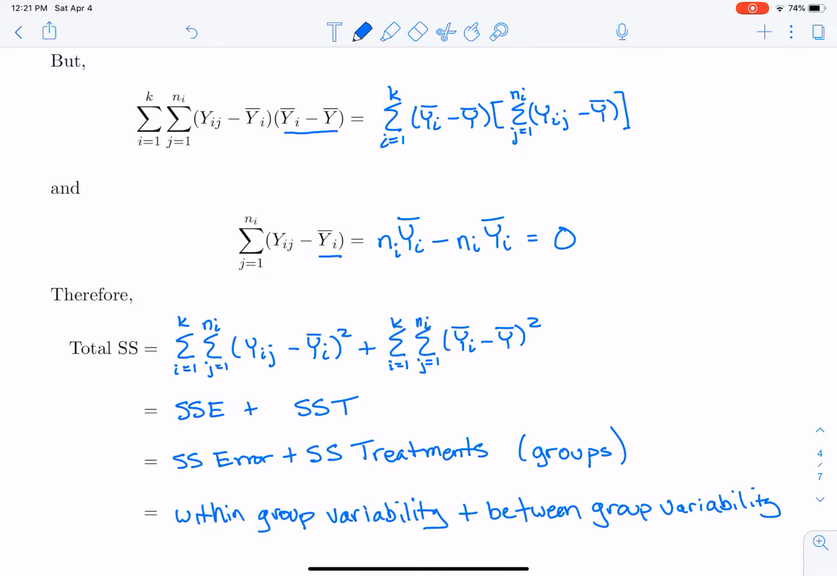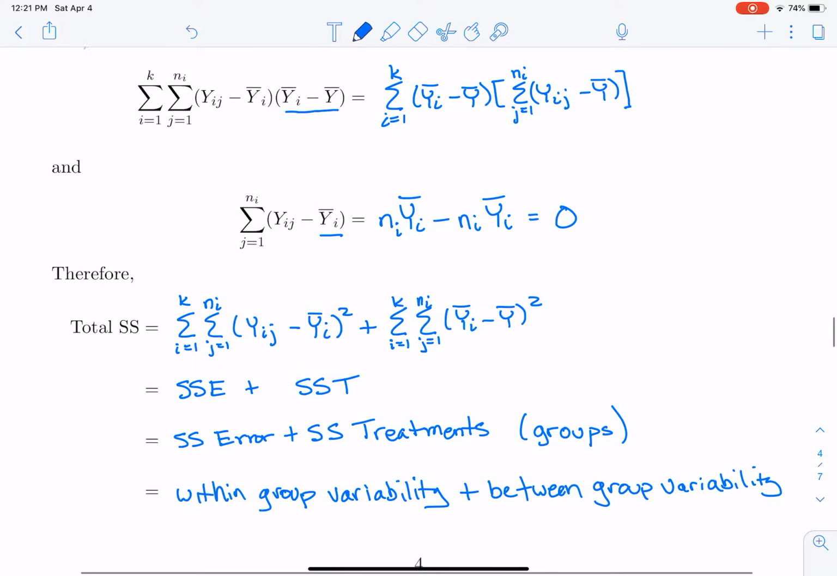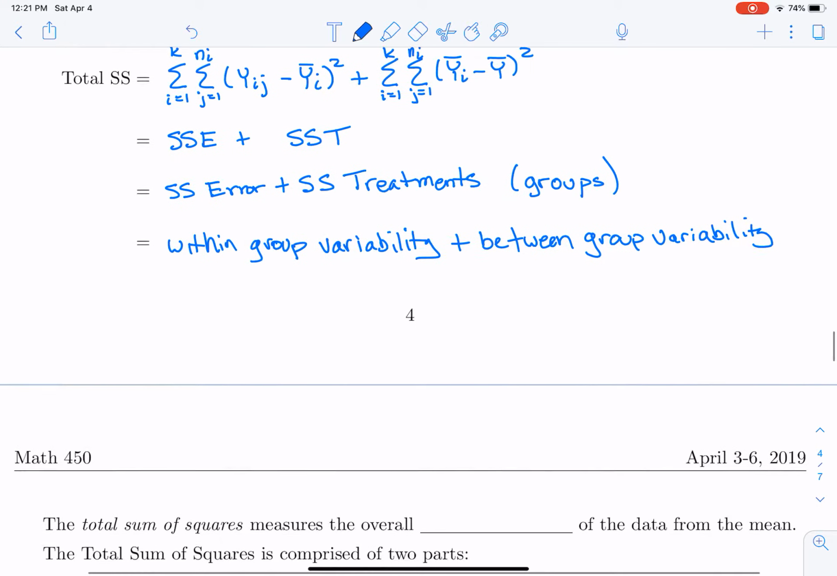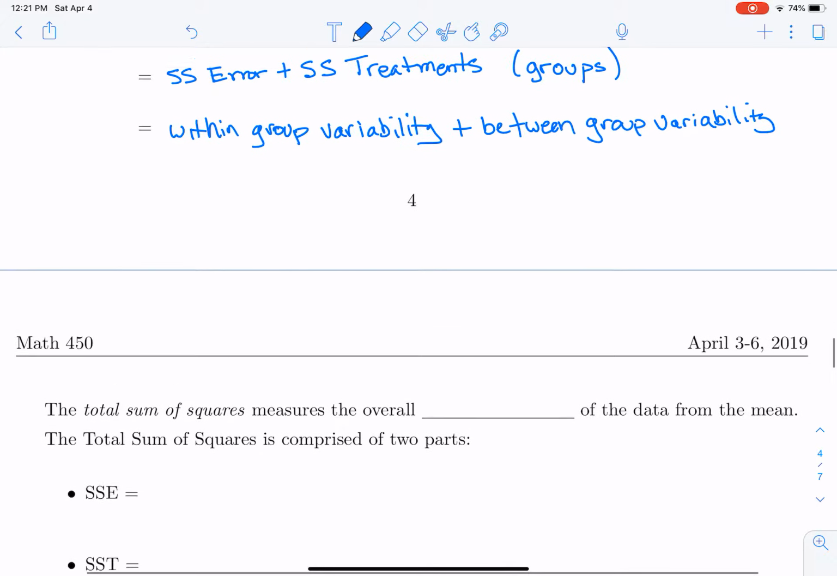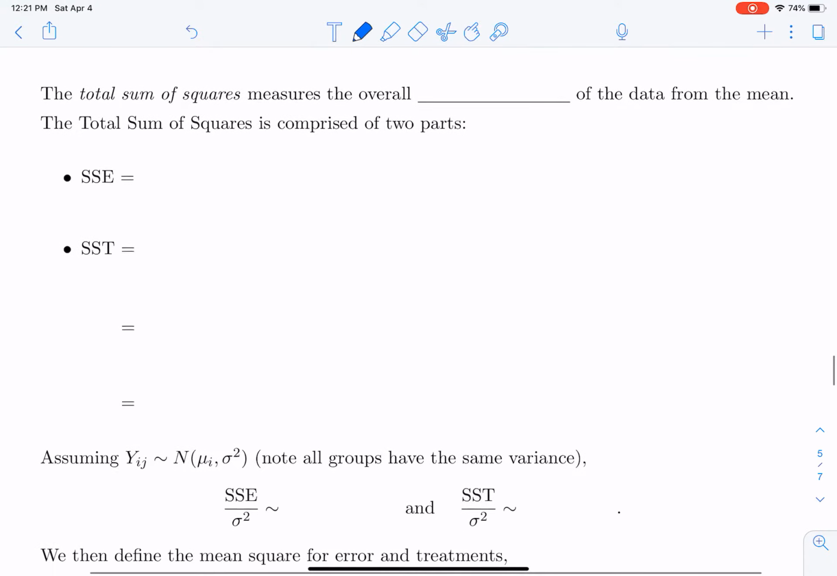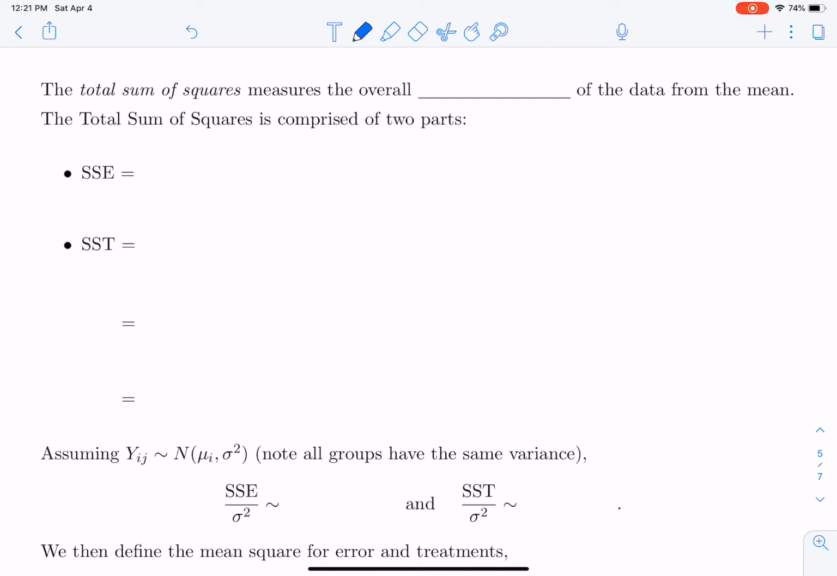Okay, so let's move on. Total sum of squares is going to be the sum of the within group variability and the between group variability. 2 important factors for our ANOVA test, as you saw from some of the diagrams that I did in the last video.